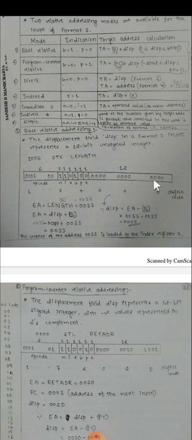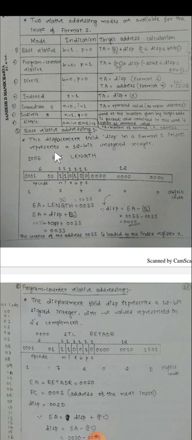Each zero will be filled with 4 bits of binary zeros, and this is also filled with 4 bits of binary zeros. The content of address 0033 is loaded to the index register X here. This instruction is telling us to store the content of length into the X register. So store and load instructions are there.